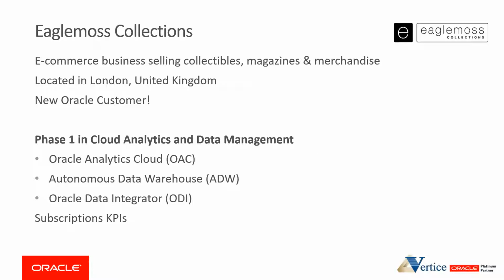Just before Christmas, they went live on phase 1 in cloud analytics and data management. That solution was comprised of Oracle Analytics Cloud, the Autonomous Data Warehouse, and Oracle Data Integrator, and it was around subscriptions data. So who is subscribing to these collectibles and magazines? They built some KPIs around number of new customers within a period, number of acquisitions within a period. So just some examples of the KPIs that were built in phase one.